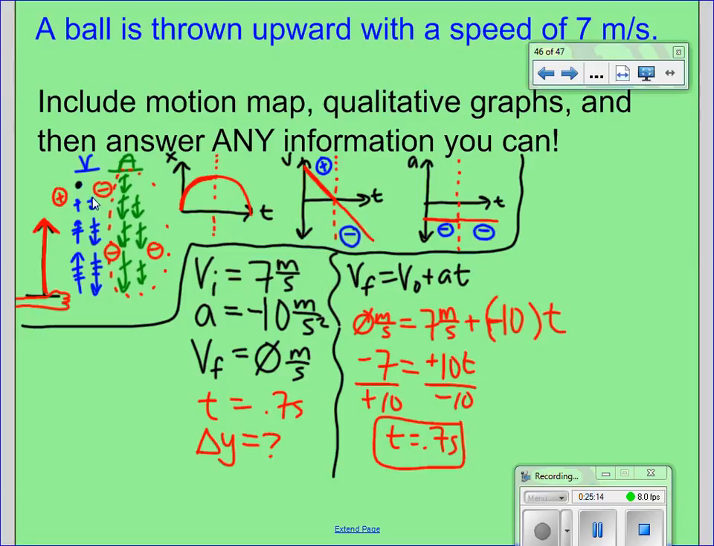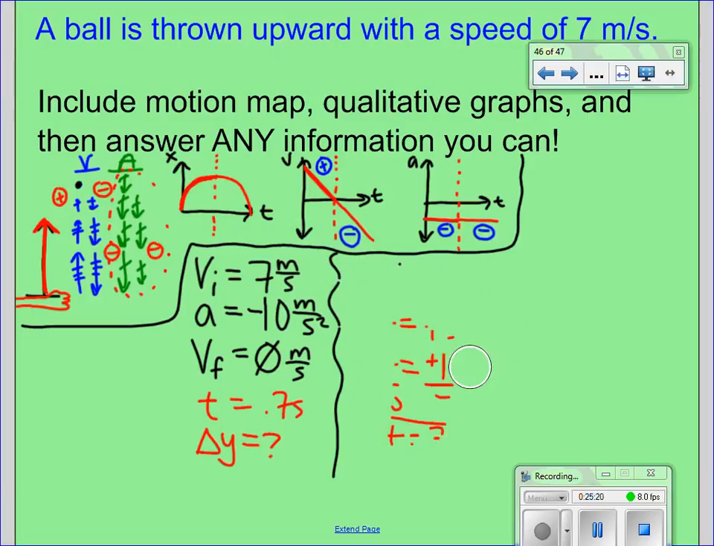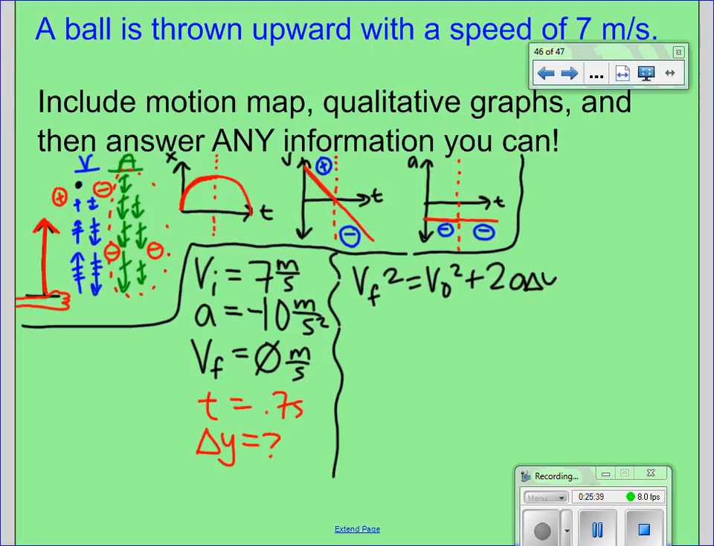The final thing I'm going to figure out is how high did the ball go. So I'm going to erase my work so I've got some space here. There we go. And I'm going to solve for delta y. Now there's two equations that have delta y in it. It doesn't matter which one you use because you have all the information. I'm going to go ahead and use this one right here. V final squared equals V initial squared plus 2a delta y. My final velocity is 0 since it reaches the top. My initial velocity was the 7, plus 2 times the acceleration, make sure it's negative 10, times delta y. And delta y is what I'm solving for.